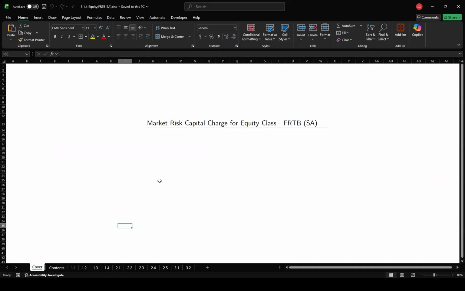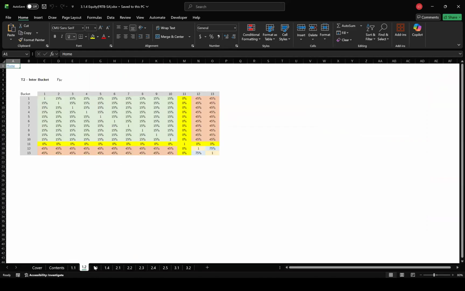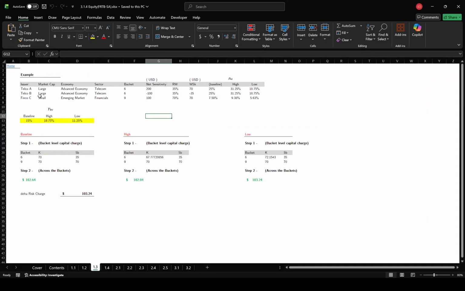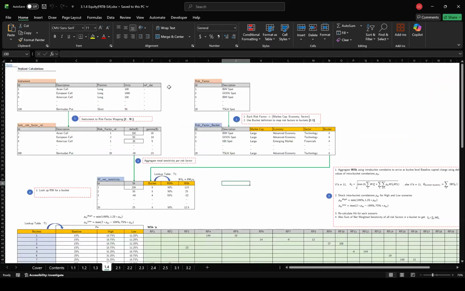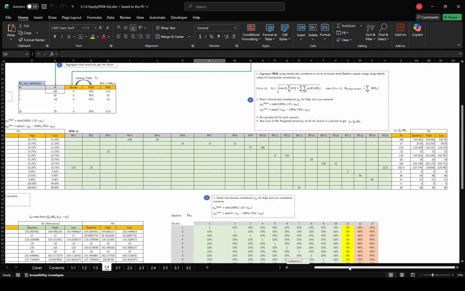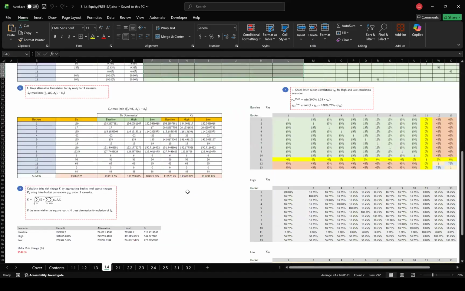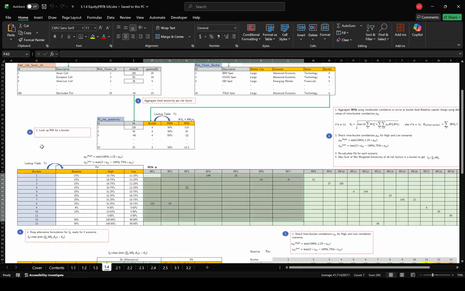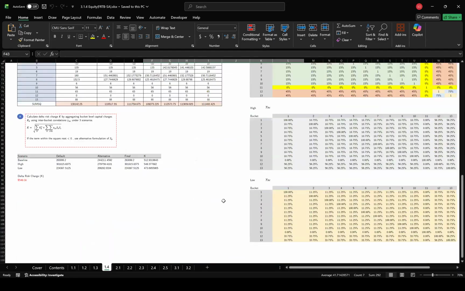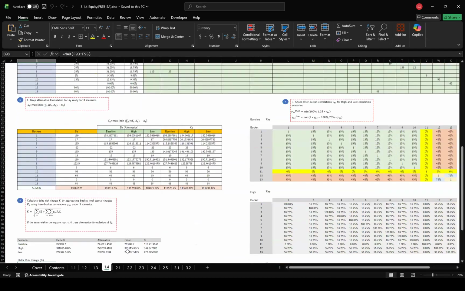So this one is the FRTB standardized approach for equity portfolio Excel sheet. So a few equity instruments are here. This particular flow chart tells you how we go about bucketing the risk factors and getting the risk weights and capturing the sensitivities, aggregating them based on the rules. So I have numbered the steps 1, 2, 3, 4, 5, 6, 7, 8, and delta risk charge is this much.